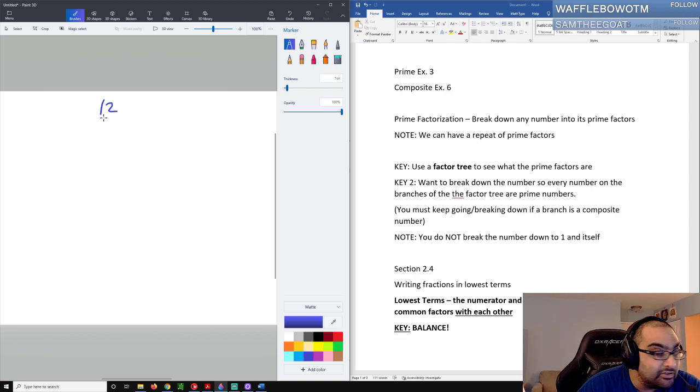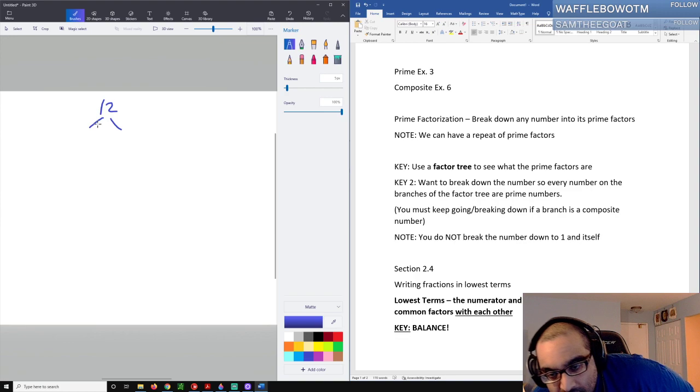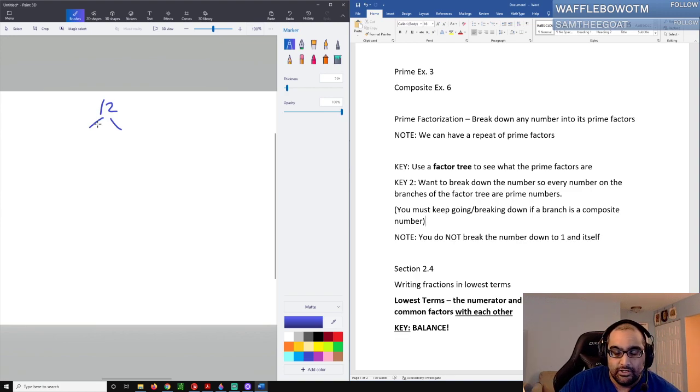If you've seen factor trees before, this is not going to be anything different. Each of these numbers that I'm drawing out are branches on the factor tree. What we want to do is break down the numbers so every number on the branches of this factor tree is a prime number. We have to keep breaking down if a branch is a composite number. However, we do not break the number down to 1 and itself. If we see 12, we're not allowed to use 1 and 12, because then we just get right back where we started, and there's no point. You could keep doing that forever.